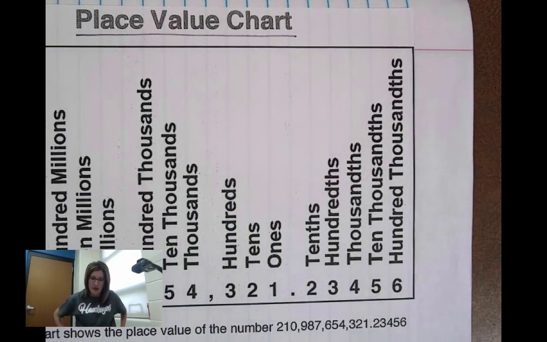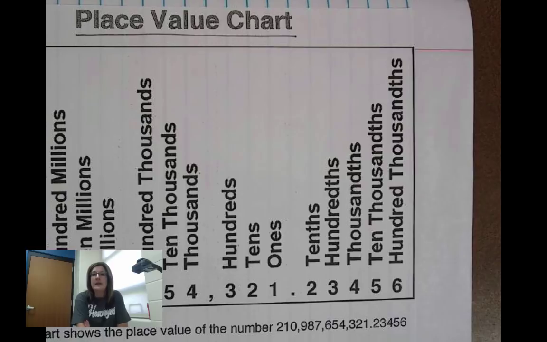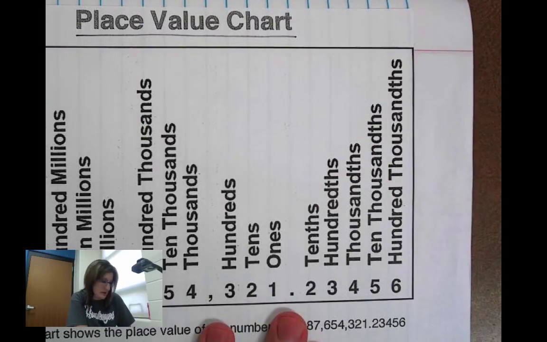All right, we are on lesson 1.6, and this is place value through thousandths. So I started off, I've got our notebook pulled up here. This is page 5. It's our place value chart.